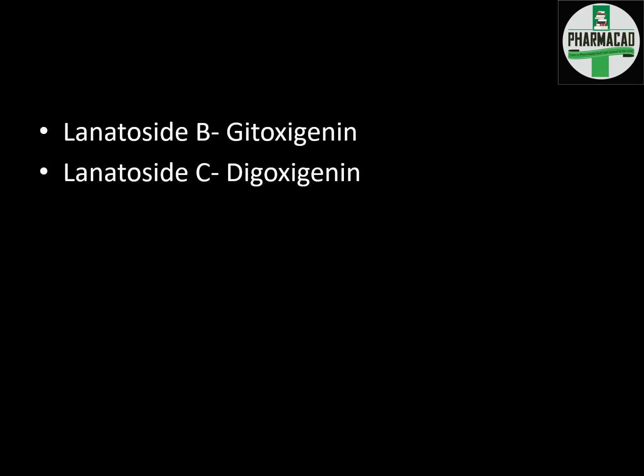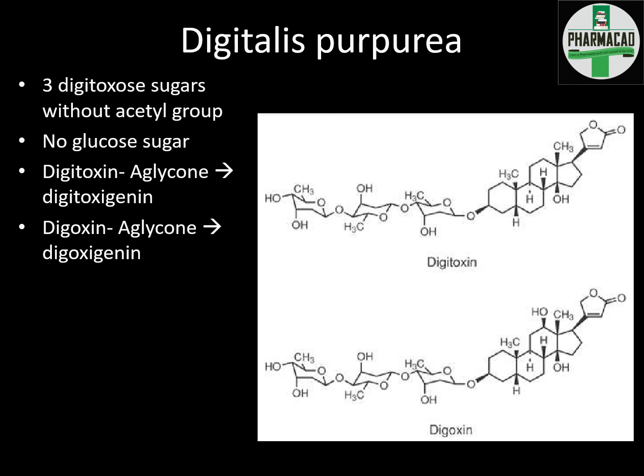The structures of lanatoside B and C are almost similar to lanatoside A. The only difference is the aglycone part. So lanatoside B contains gitoxigenin. Lanatoside C contains digoxigenin as the aglycone part. So we have seen the Digitalis lanata cardiac glycosides, that is lanatoside A, B and C.